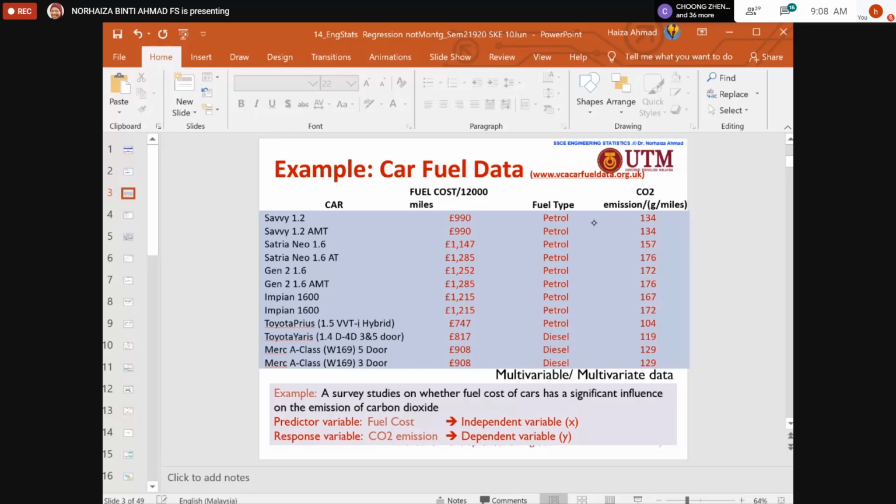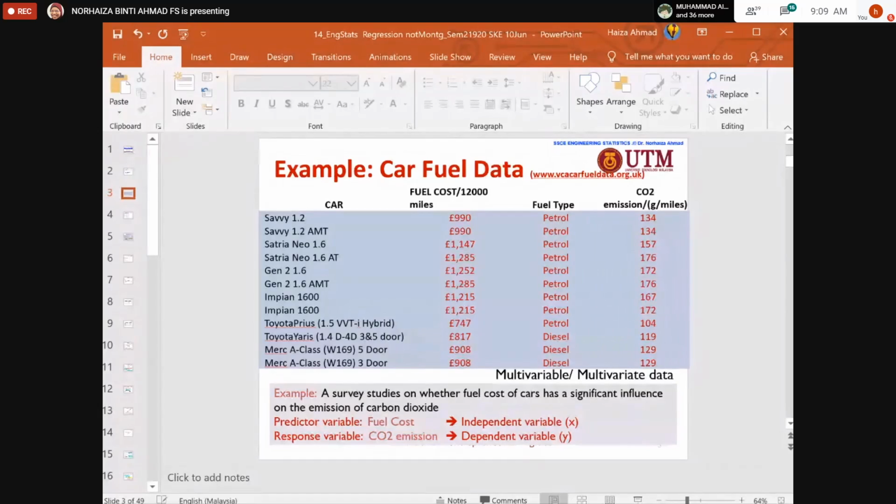You've got Savvy, Neo, Gen 2, Impiana. Impiana is actually in UK. So this is a UK data. Impiana is another name for Wira in Malaysia. So they call it Impian. Actually, it's not Impiana, it's Impian. Anyway, each of these cars, you can see that we have observations relating to these cars. In particular, we've got three variables: fuel cost per 12,000 miles, fuel type, and CO2 emission. So each of these observations, you've got all this information.